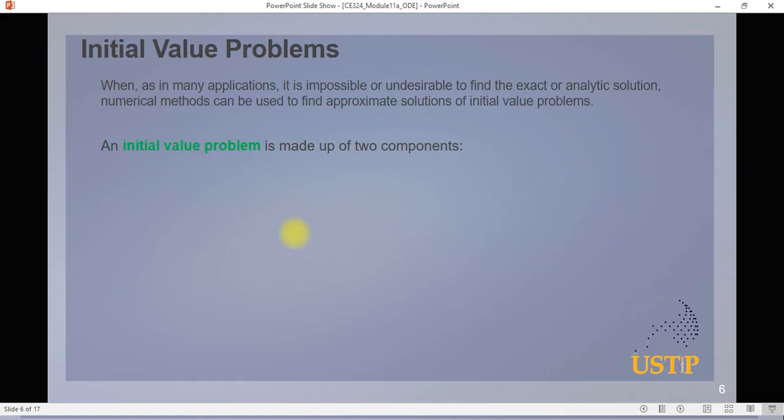An initial value problem is made up of two components. The first is the mathematical model of the process, stated in the form of a differential equation.